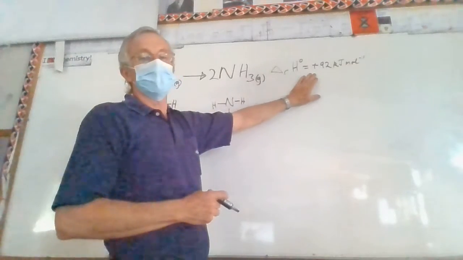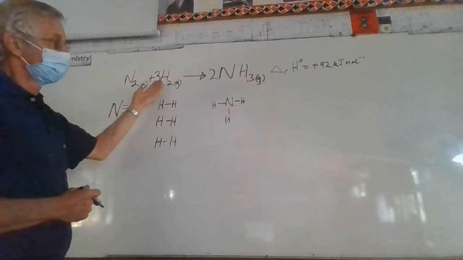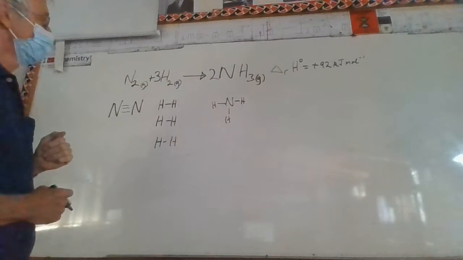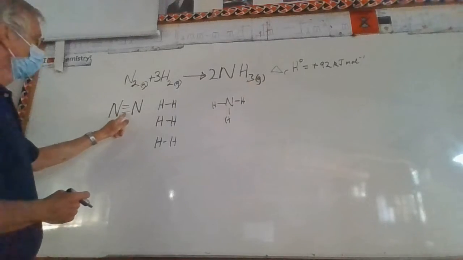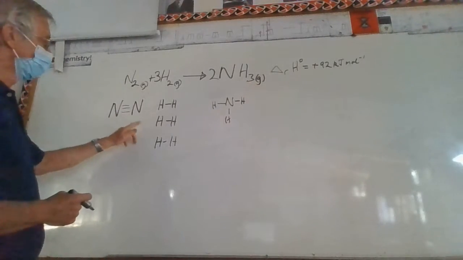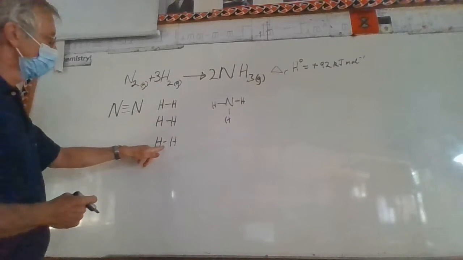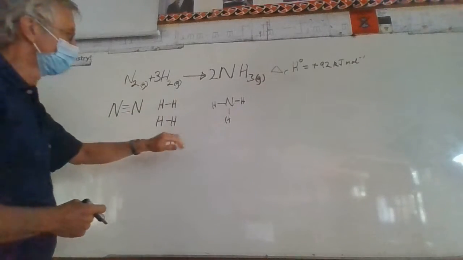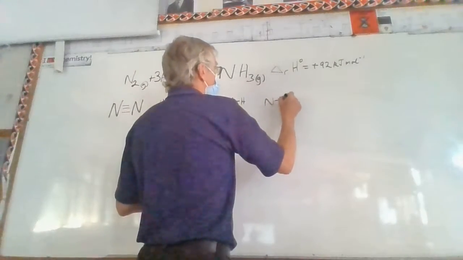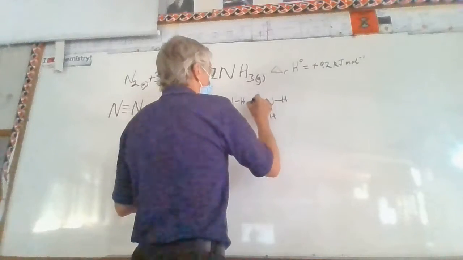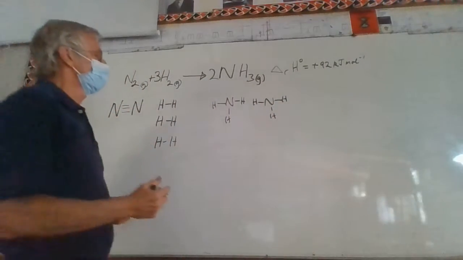That is, it is endothermic. To make this reaction, you have to put energy in. So let's have a look at bonds. Here we have our molecule of nitrogen with a nitrogen-nitrogen triple bond. Here we have our hydrogen molecules, 3 of them, with one hydrogen-hydrogen bond. Over here we have 2 ammonia molecules, and the only type of bond in there is a nitrogen-hydrogen bond, and there are 6 of them.